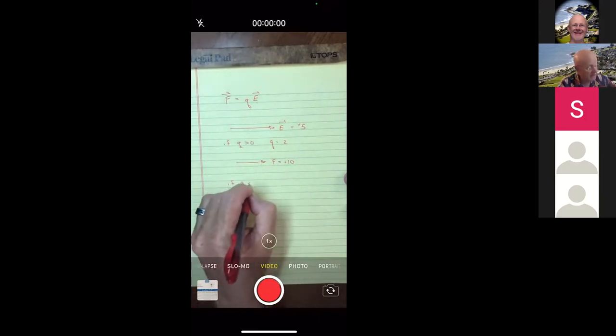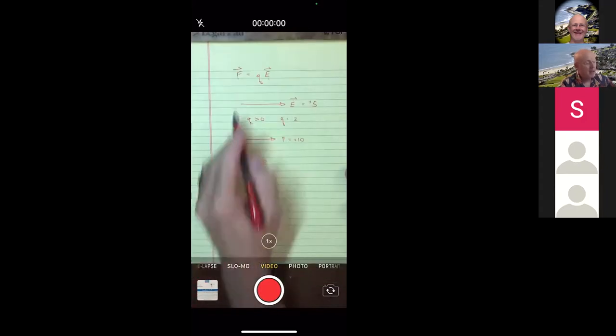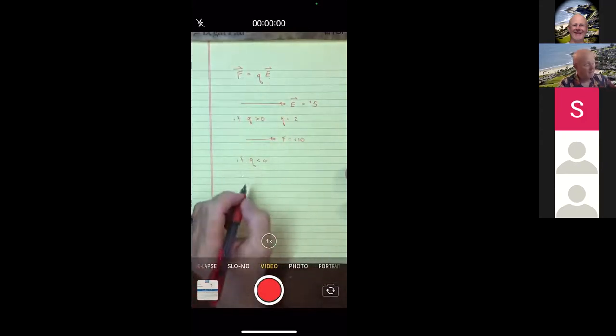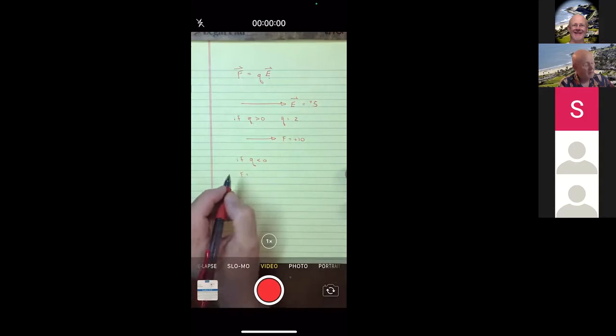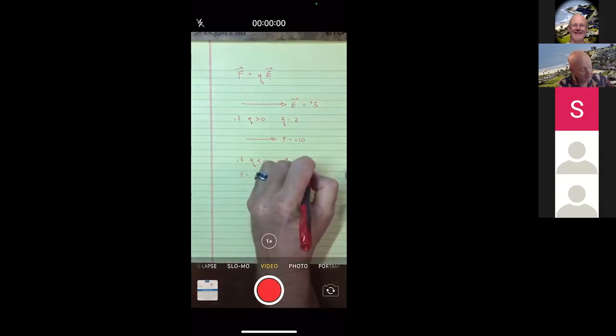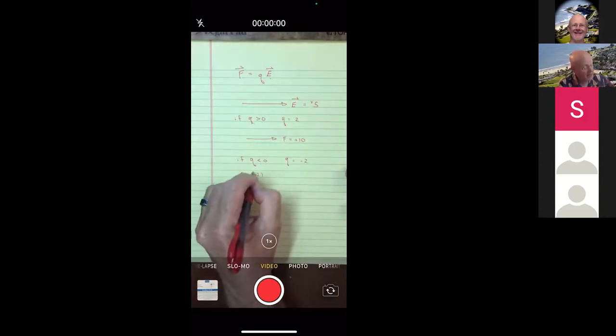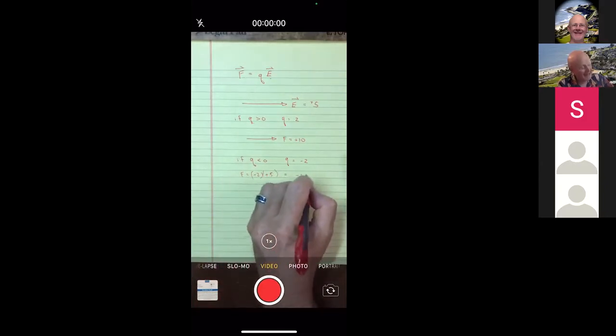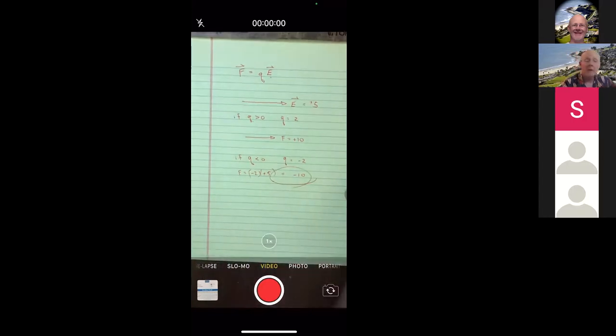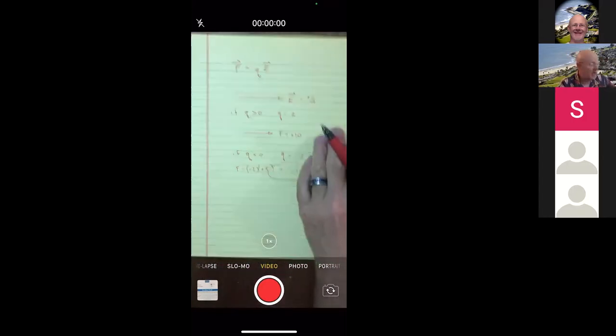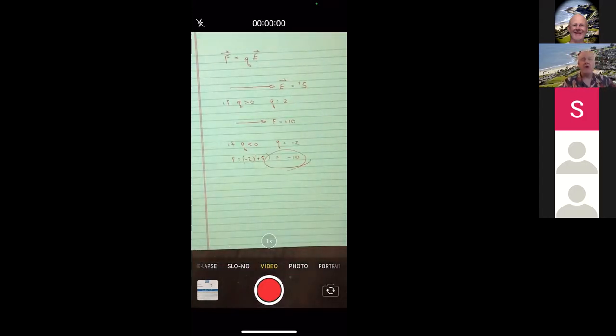But if it is negative, the direction of F, let's just say -2. You take a -2 times a positive 5 and you get a -10. So please never say that the field is the direction of the force. Okay. There's a direction to the field and there's a direction to the force.